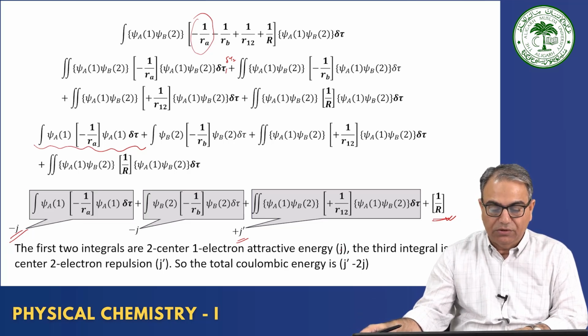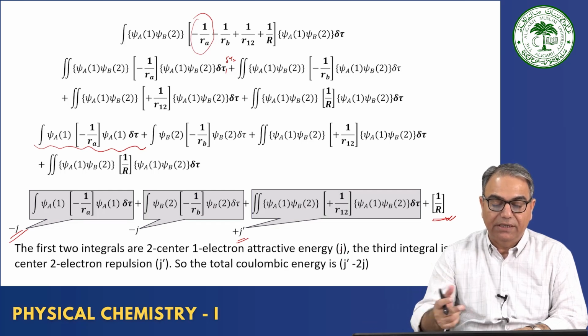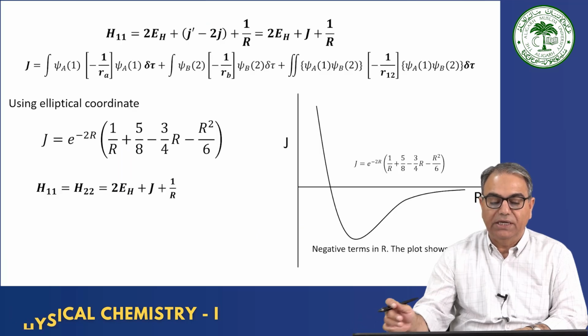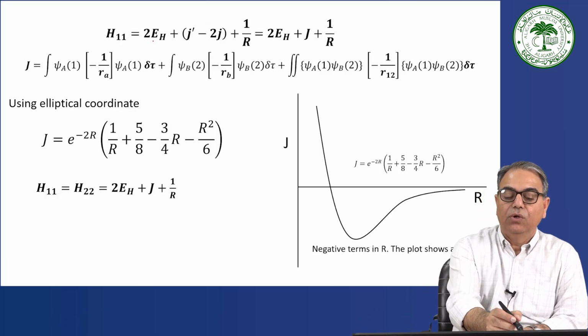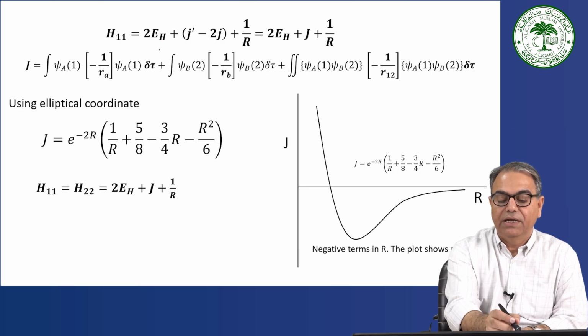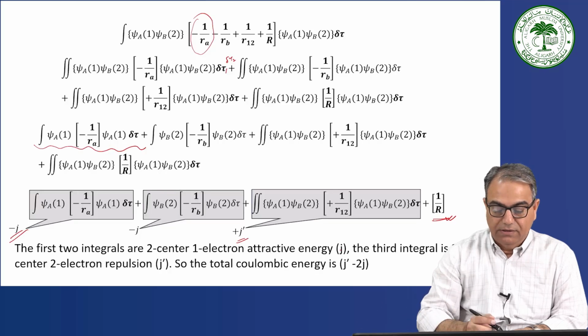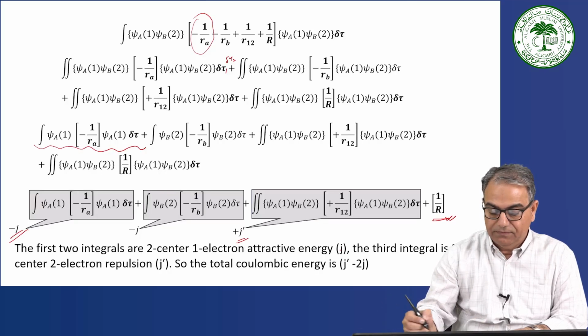Now what will be the total energy? The EH part we have already done, that is not here. Hydrogen atom solution. So the total energy H11 will be equal to 2 multiplied by the energy of the hydrogen atom, that part we did earlier, and then you have J prime minus 2J. So the total Coulombic energy is J prime minus 2J.